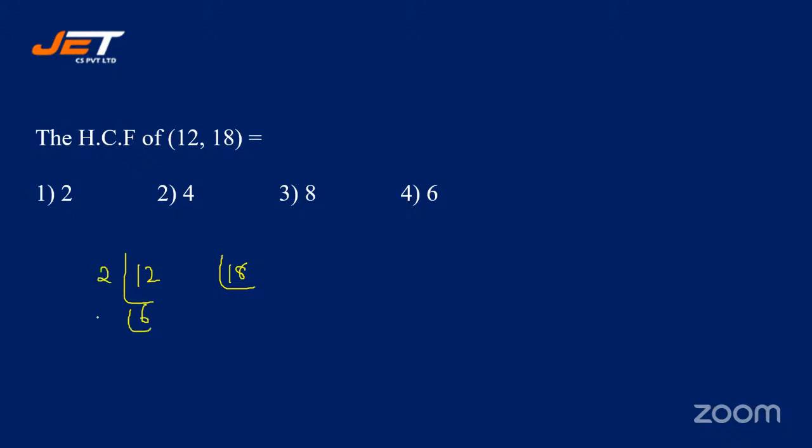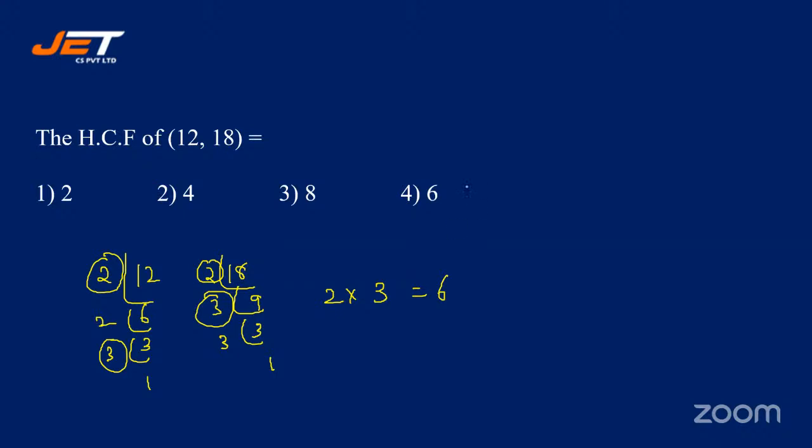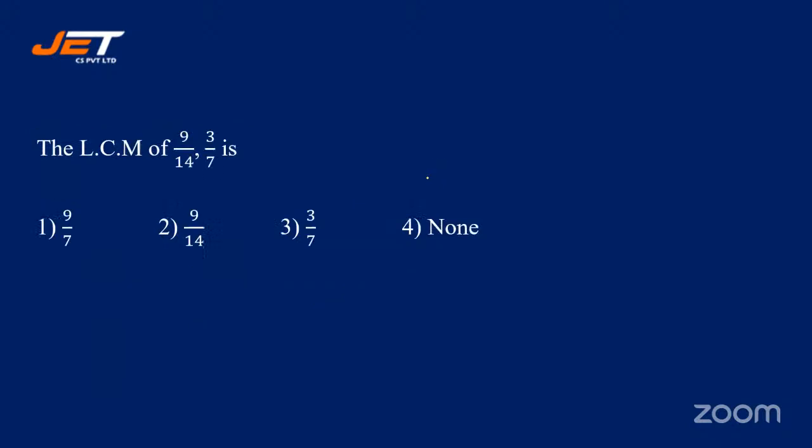So 2 6s are, 2 3s are, 3 1s are, 2 9s are, 3 3s are, 3 1s are. Right. So what is common? 2 and 2 is common. 3 and 3 is common. So HCF must be 2 into 3, which is 6. So option 4 must be the correct answer. All right. See the next question.